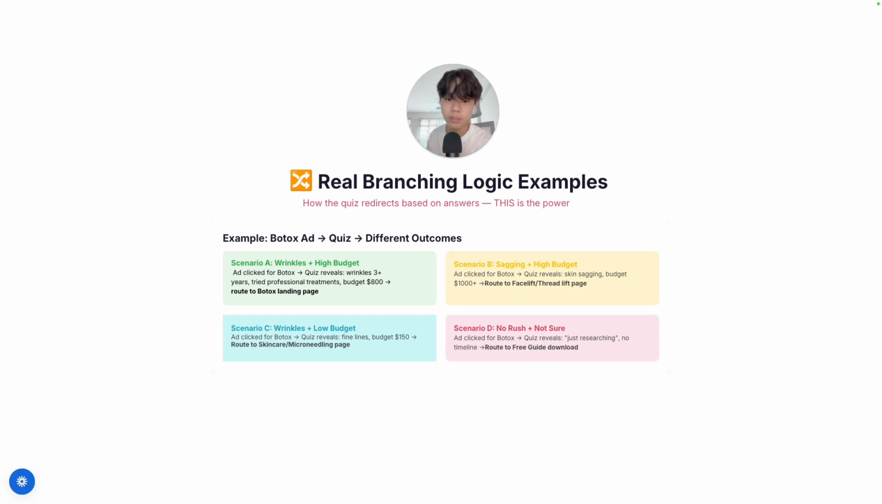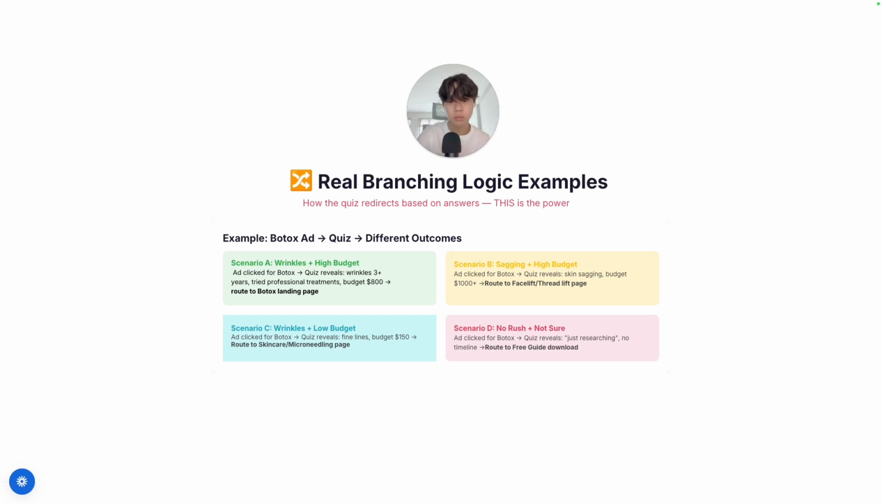All right. For scenario B, for example, a person clicks on an ad and the quiz reveals that their skin is sagging, and the budget is $1,000. Route them to a facelift and thread lift page. Let's say your main offer is Botox, but the quiz reveals that they need some facelift, and they have a budget of $1,000. You're going to route them to the facelift page.